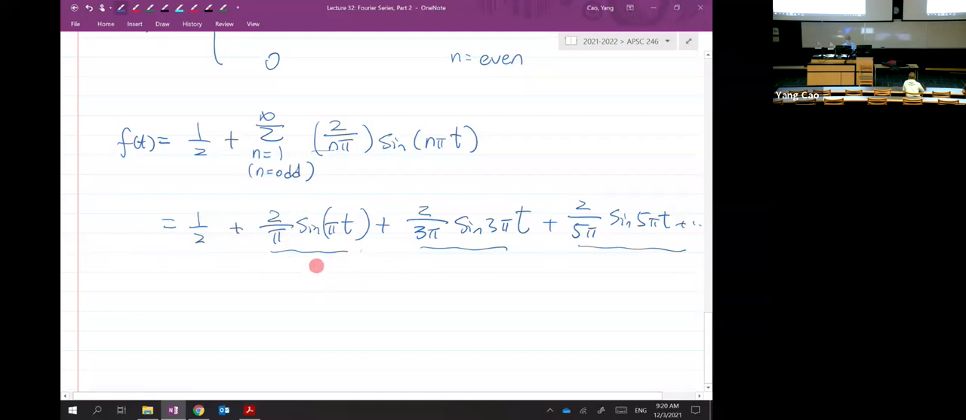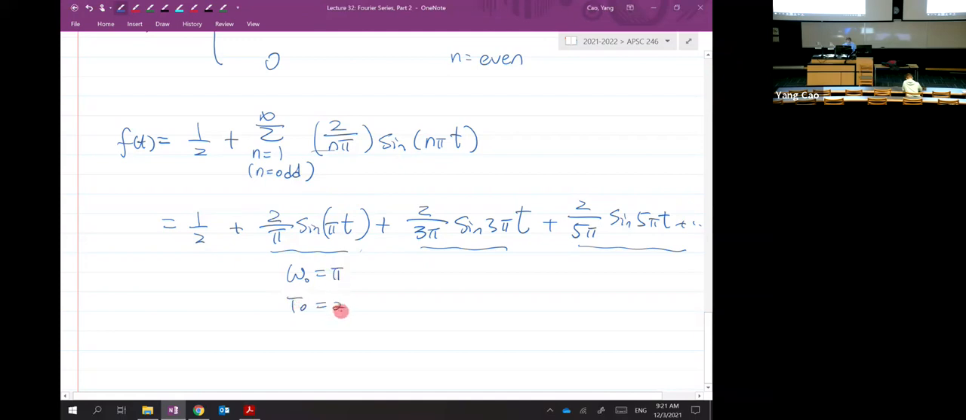So I'll give you a sine pi t. Let me ask you a question. What's the frequency of this? Anybody? You want to remember? Pi. Exactly, right? So what's a period? 2 pi over omega, right? That's a period. So the first term here, omega naught equal to pi. That's your frequency, and T naught equal to 2.